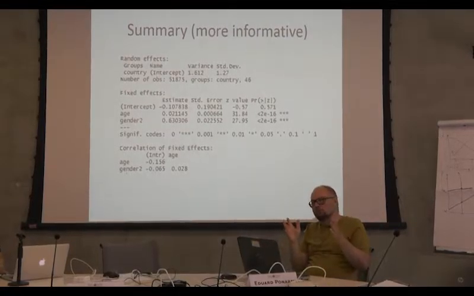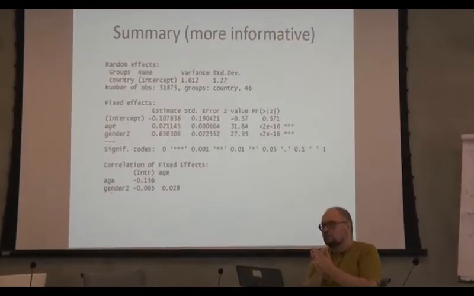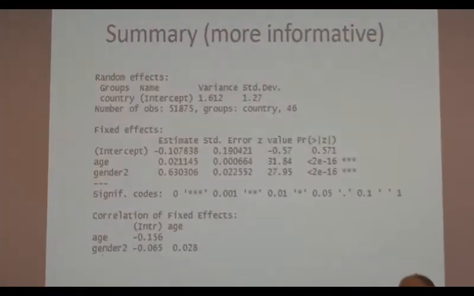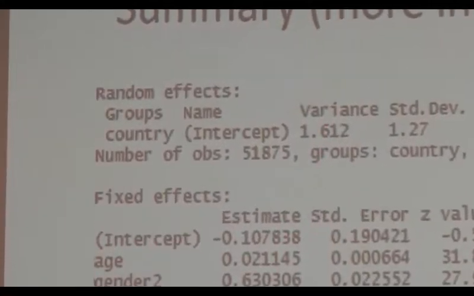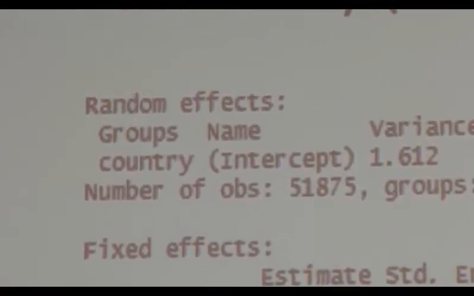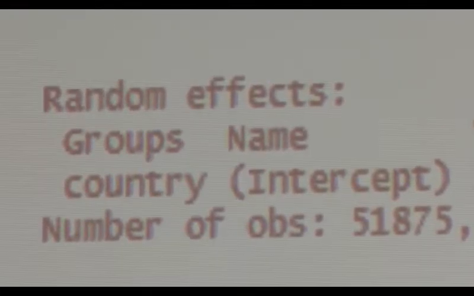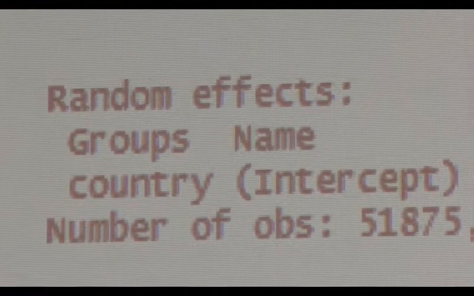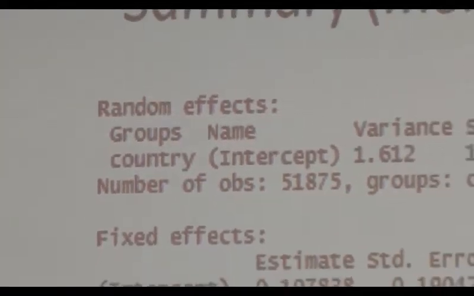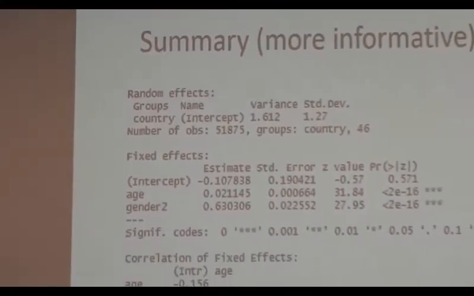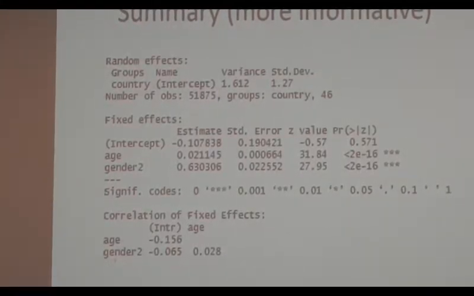So if you want to test random effects for significance, then the two models have to be nested. Random effects are different, but fixed effects are the same. And the other way around, if you want to test fixed effects for significance, then random components are the same and fixed effects are different. So essentially the same approach.